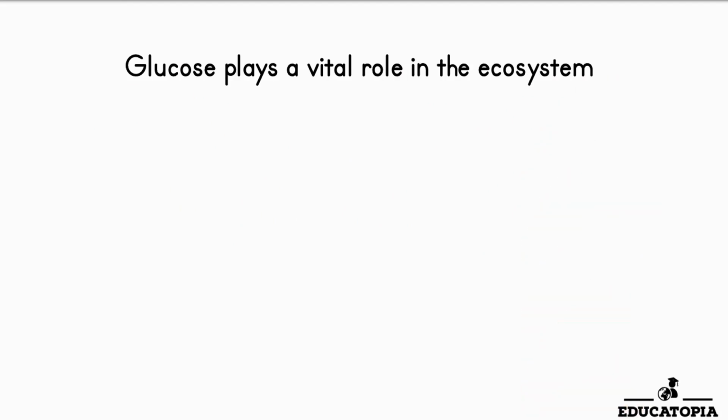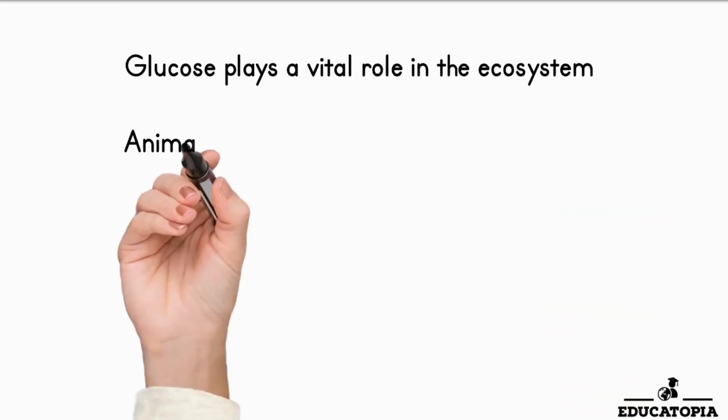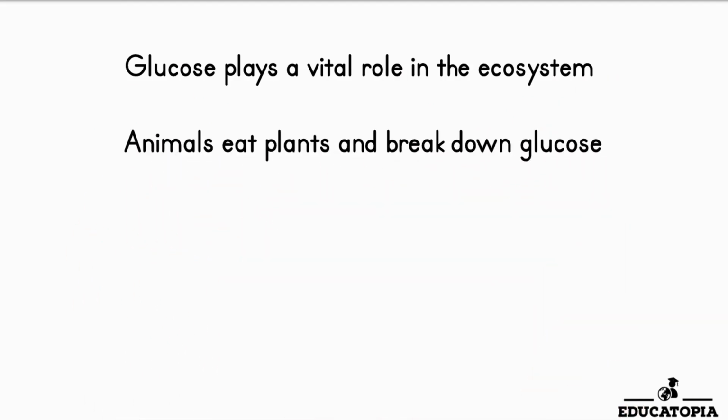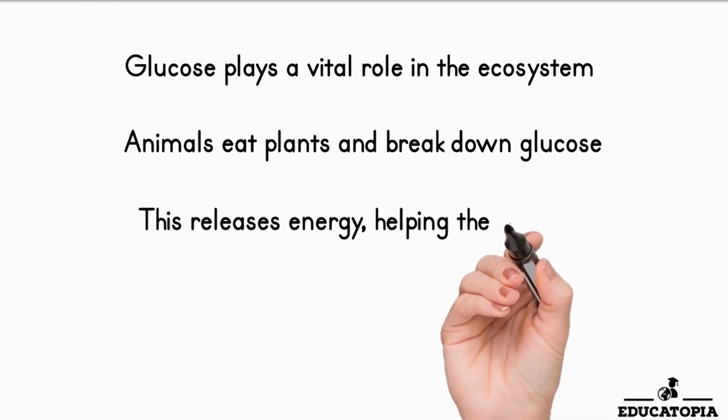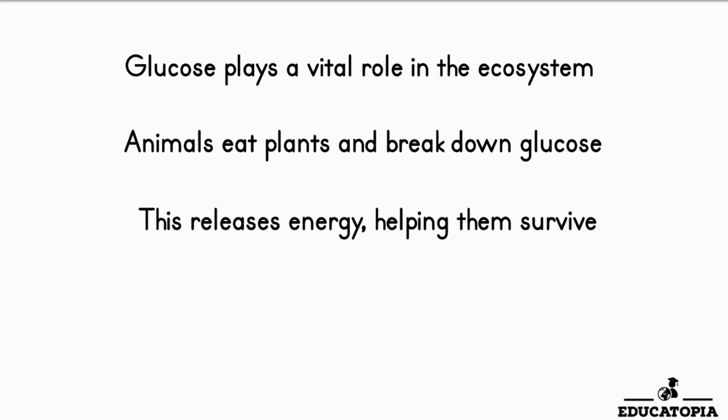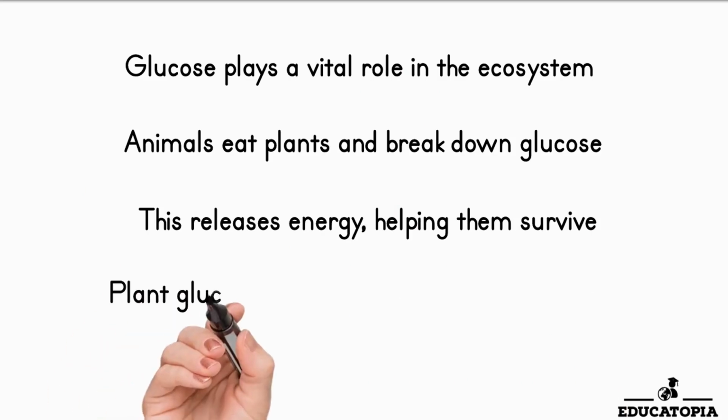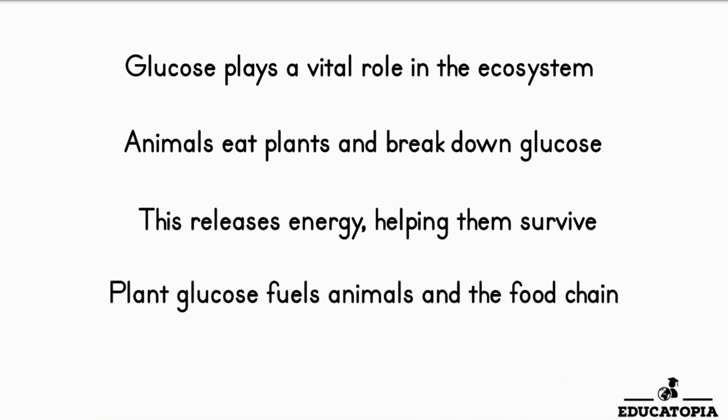Glucose also plays a vital role in the ecosystem. When animals consume plants, they break down the stored glucose and release the energy it contains, allowing them to survive. In this way, glucose from plants becomes the energy source for animals and the entire food chain.